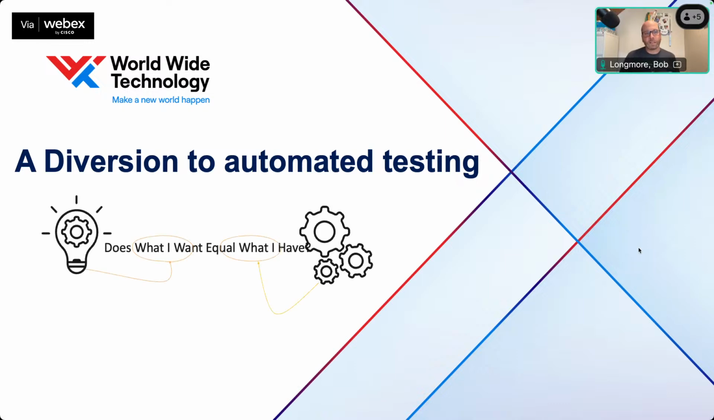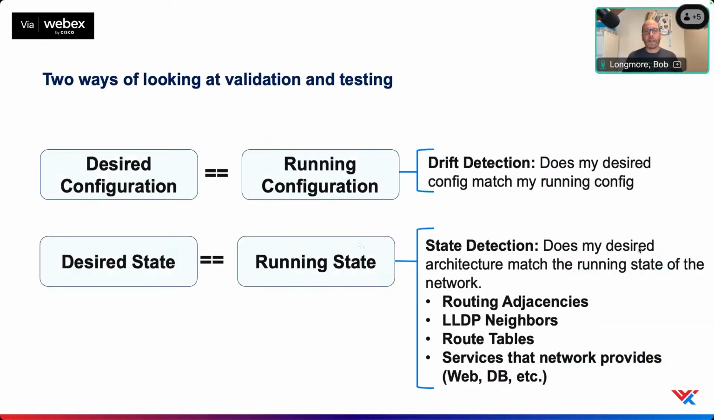And the way I view testing, simple question: does what I want equal what I have? And so really two ways that I think of it. I think of it at the device level, the desired configuration. I know I want this interface configured in such a manner. Is it actually configured in that manner?